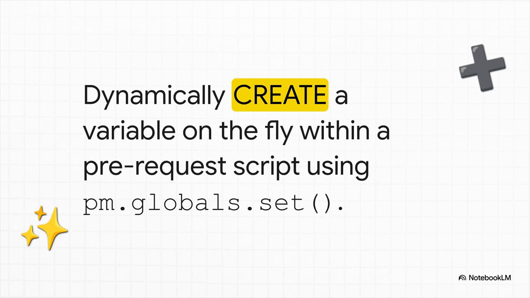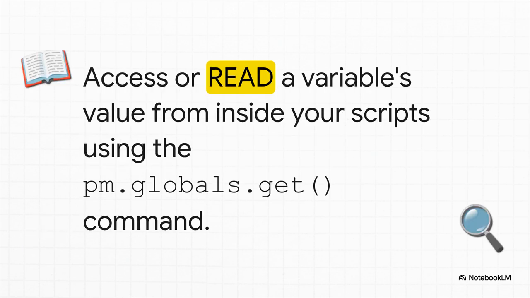The command is super simple: pm.globals.set. This is perfect for when one API call gives you back a token and the next call needs to use it. You just grab it and set it. Of course, setting a variable isn't much good if you can't read its value later. And that's exactly what pm.globals.get is for. You just give it the name of the variable you want, and it hands you back the value. This lets you build some really complex logic right inside your scripts.